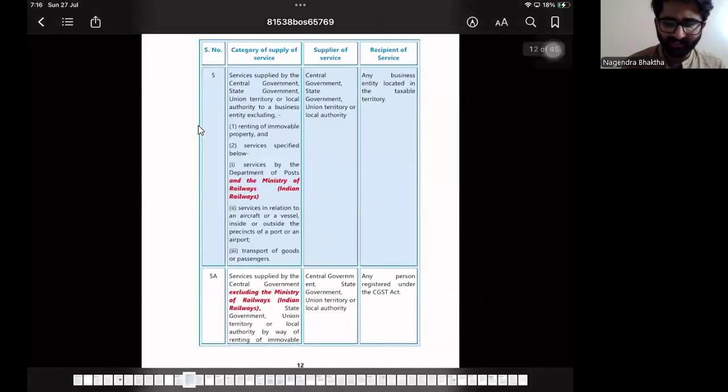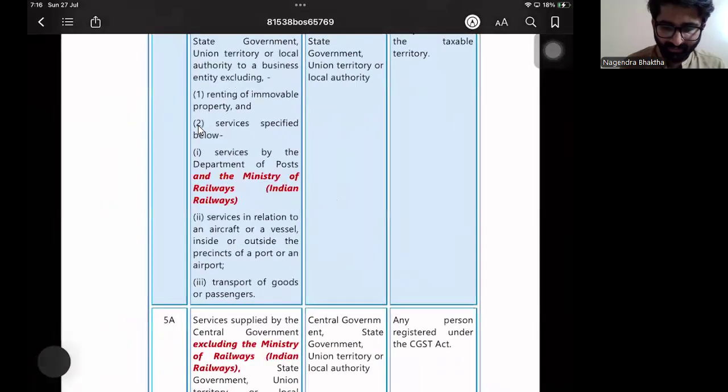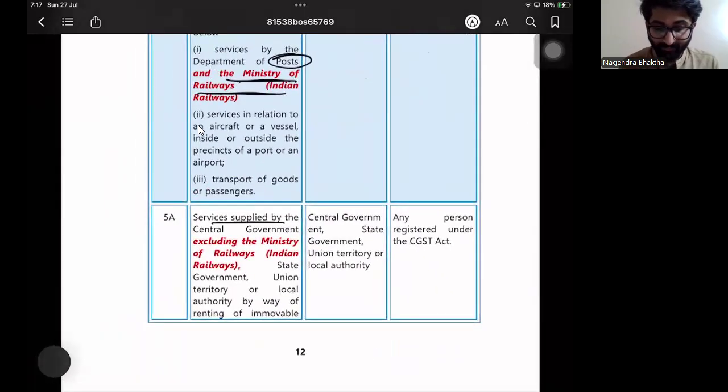Look at your notes. You have written this, Railways, correct? Ministry of Railways. We have added the services of the Department of Posts and Ministry of Railways. We have discussed this already. Also, services supplied by the central government, excluding the Ministry of Railways, the state government, union territory or local authority by way of renting of immovable property. Only thing you have to add is the Ministry of Railways.